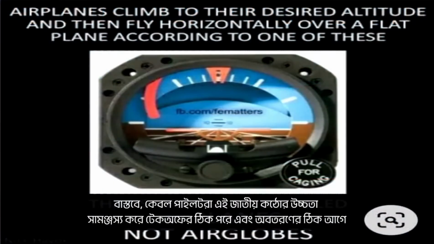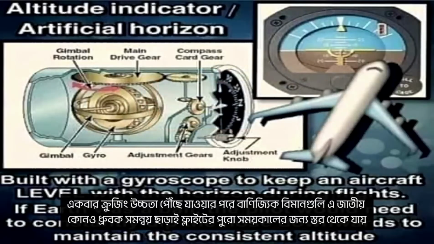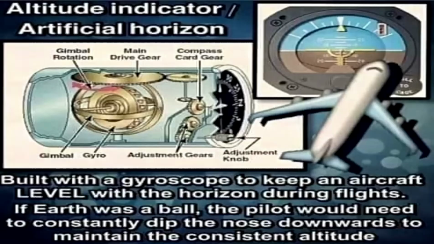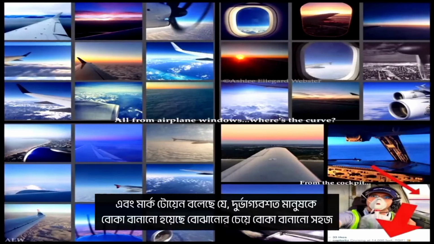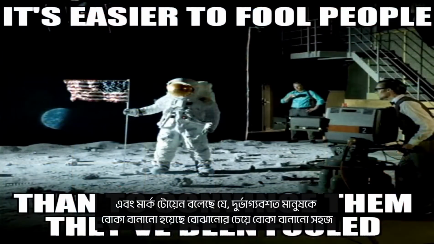In reality, the only times pilots make such drastic altitude adjustments are just after takeoff and just before landing. Once cruising altitude is reached, commercial planes remain level for the entire duration of the flight, with no such constant adjustments necessary. In fact, the only necessary adjustment truly needed in this matter is for globe Earth apologists to simply humble themselves and admit, as Mark Twain quipped, that unfortunately, it is easier to fool people than to convince them they have been fooled.